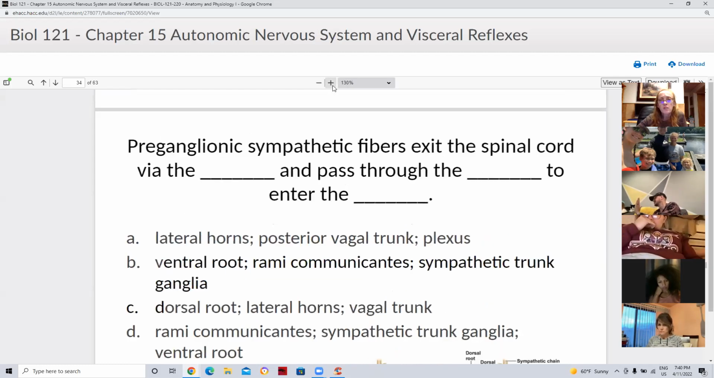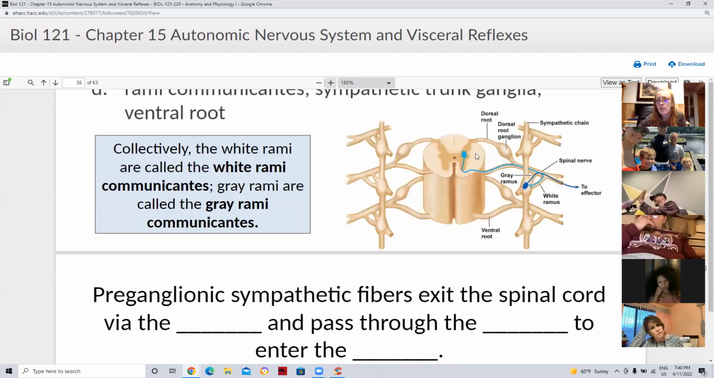Bear with me. I'm going to zoom in on this picture really quick. Here is where the cell body starts. It's going to come out via the ventral root, or anterior root, come out and pass through the sympathetic chain ganglion, and leave via a rami communicantes.